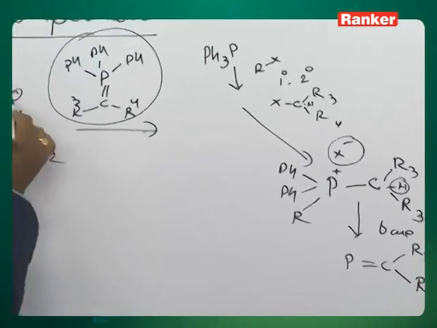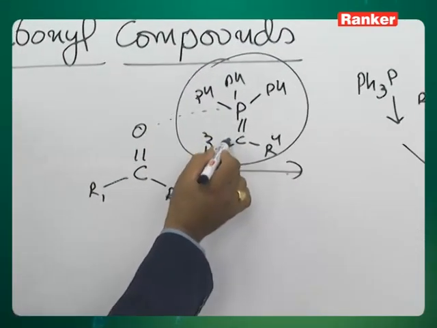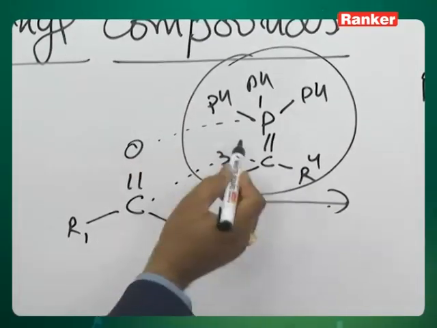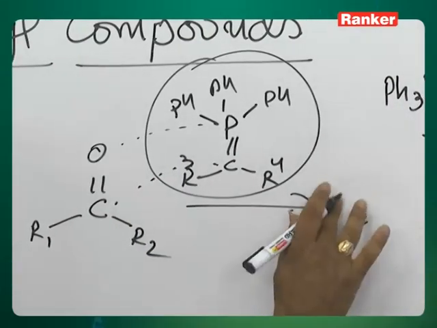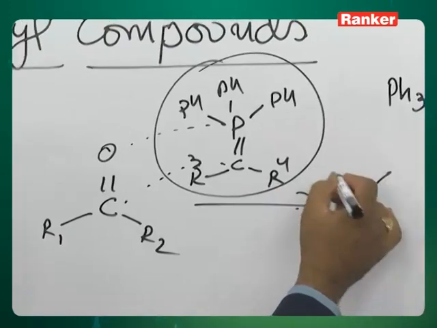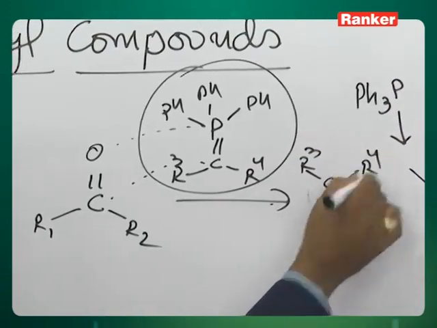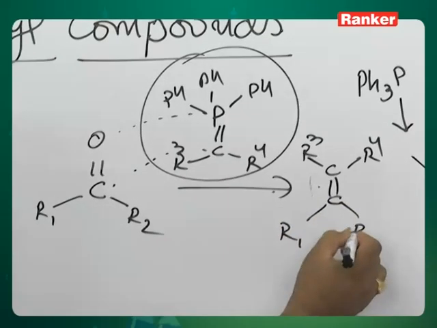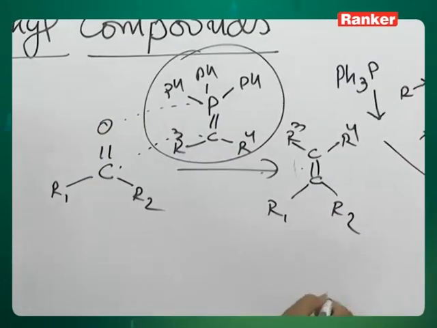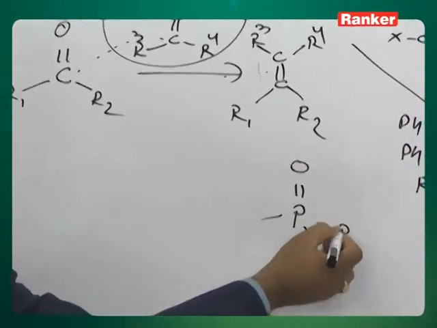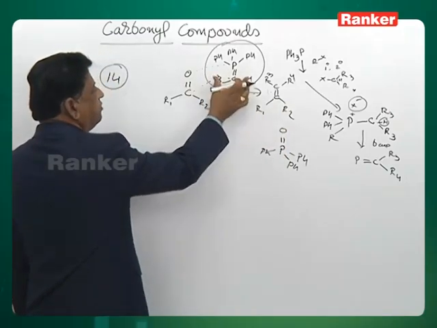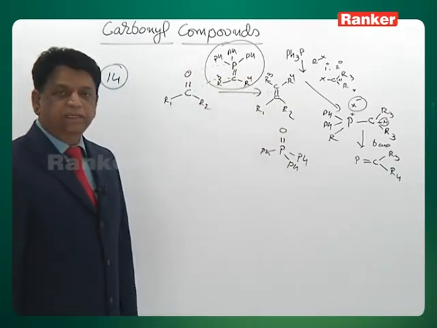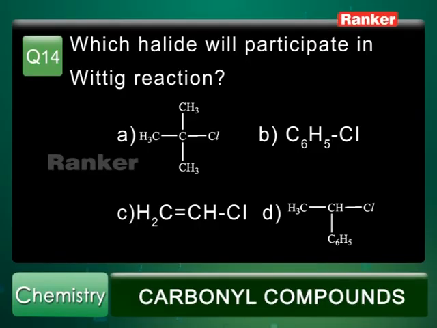Finally, the oxygen undergoes an addition slowly. A betaine type of ring is formed, and the P takes the oxygen, and the carbon will come here. The final answer will be a double bond with the carbon containing R3 R4 and the R1 R2 already there. This phosphorus will take this oxygen, and you will get triphenyl phosphine oxide, and that is an exchange. This group will be imparted here, and oxygen will go there. That's called the Wittig reaction.